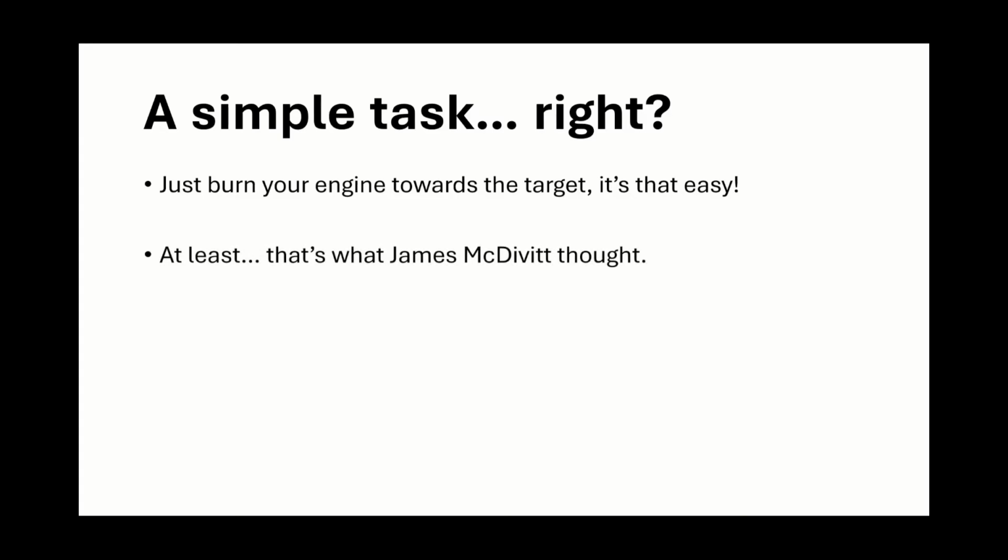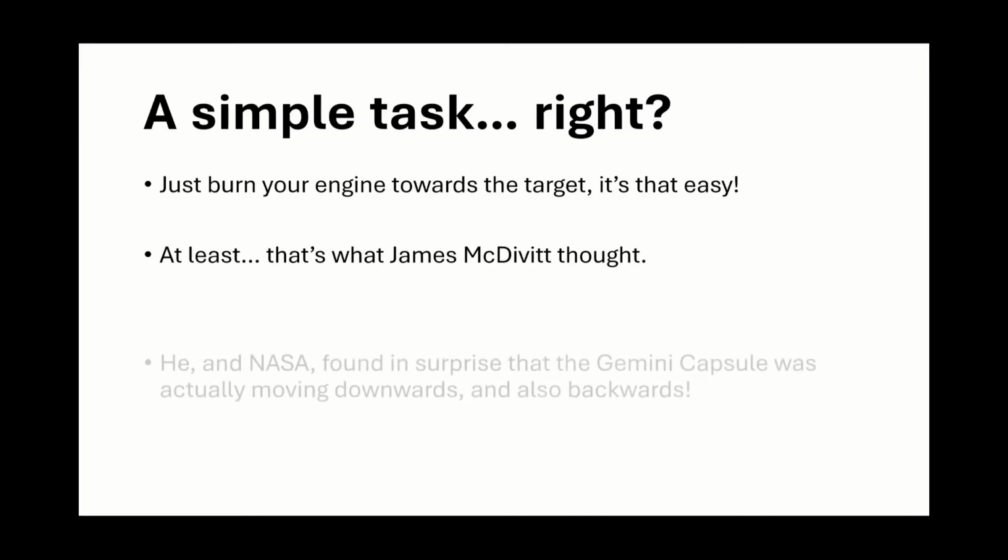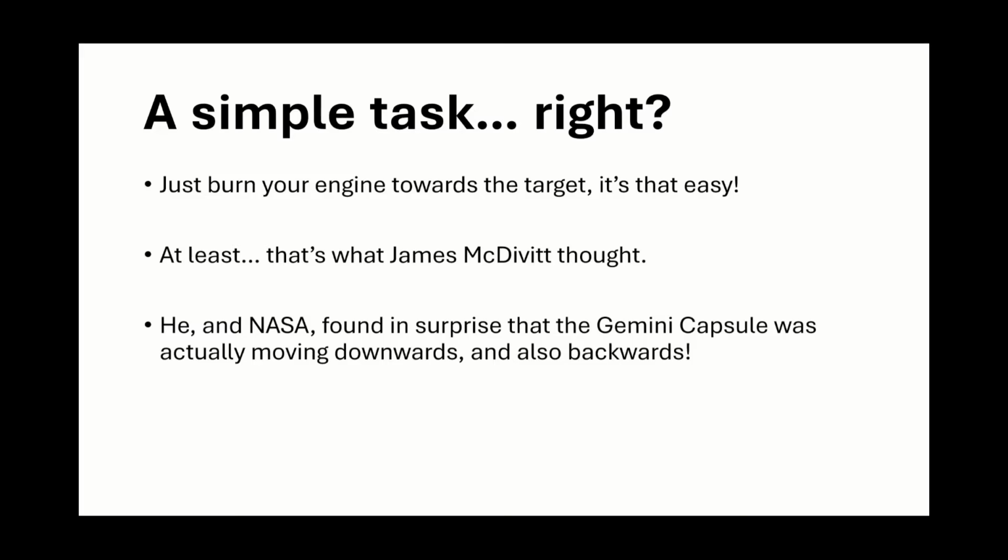However, that's what James McDivitt thought when he orientated his capsule around and used his engines. What he actually found is that the Gemini capsule was beginning to move downwards and then also started to move backwards. But that makes no sense without understanding the rules we've covered.